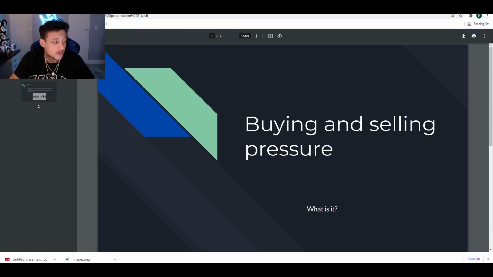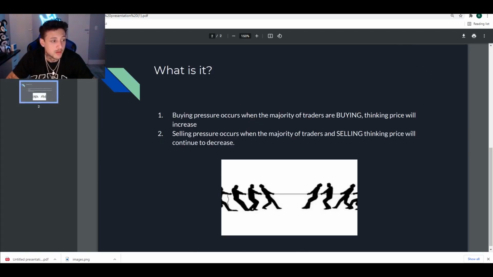Now, the concept itself is very similar. It's very easy to understand. It's nothing more than as simple as, buying pressure occurs in the market when the majority of traders are buying thinking that price will increase. Vice versa, selling pressure occurs when the majority of traders are selling thinking that price will continue to decrease.